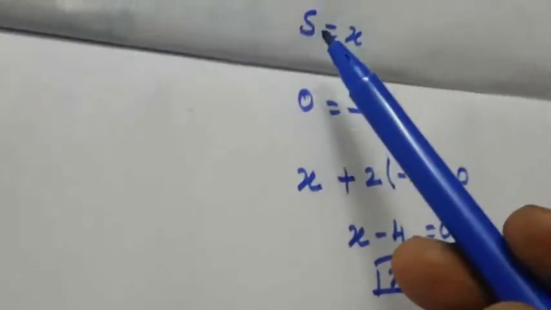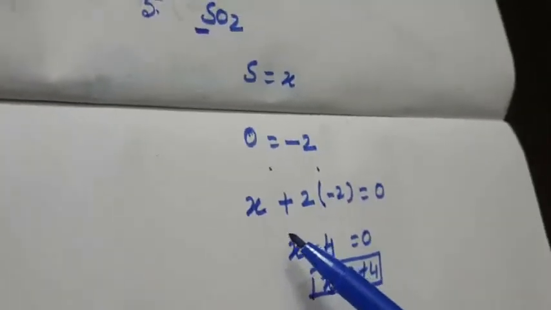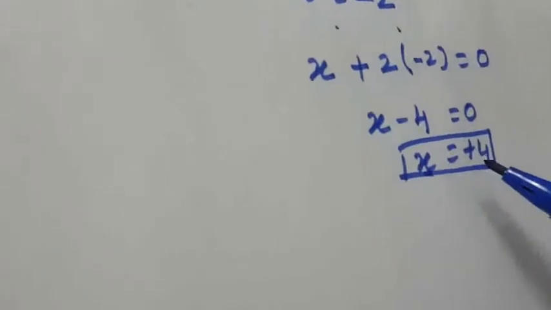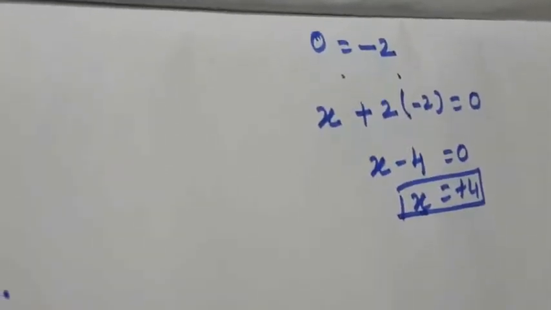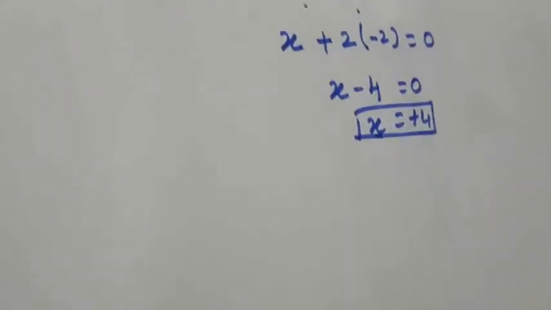Here sulfur is equal to X. Oxygen is always minus 2. Now you substitute that in SO2. So X minus 2 into 2 equal to 0. X minus 4 equal to 0. X is equal to plus 4. The oxidation state of sulfur is plus 4. So this is another important one. So this is the oxidation number.